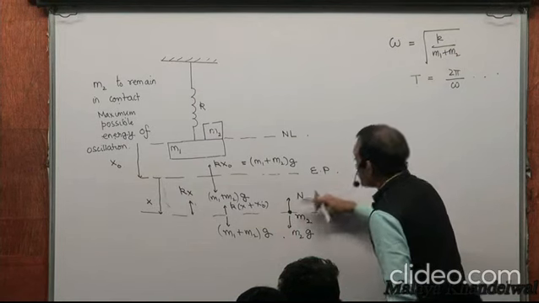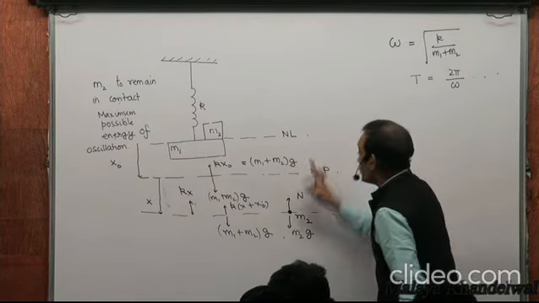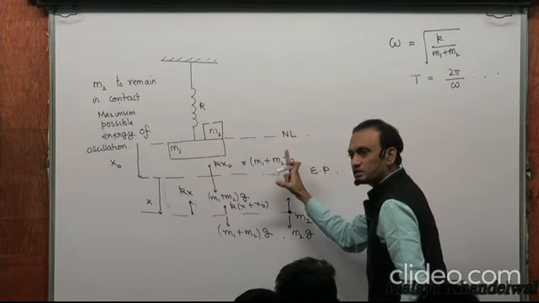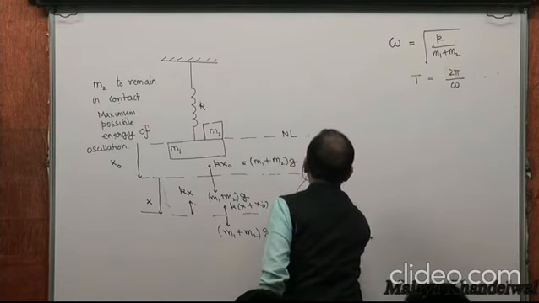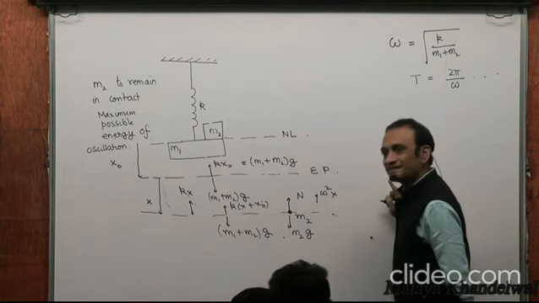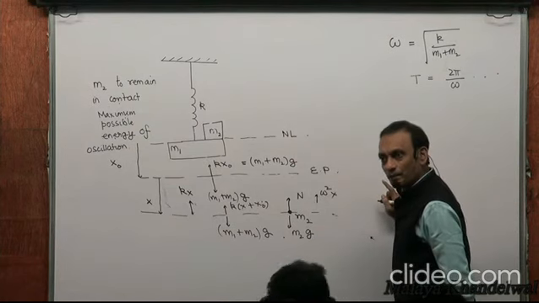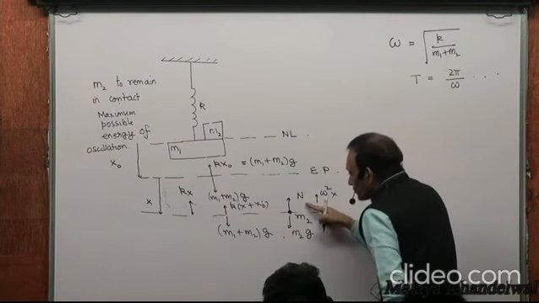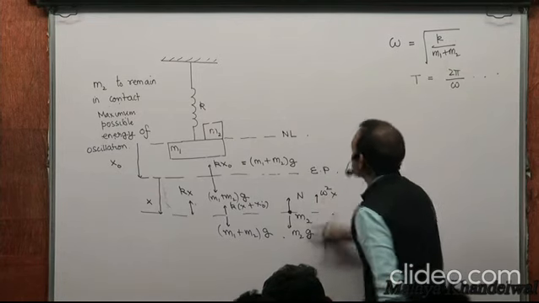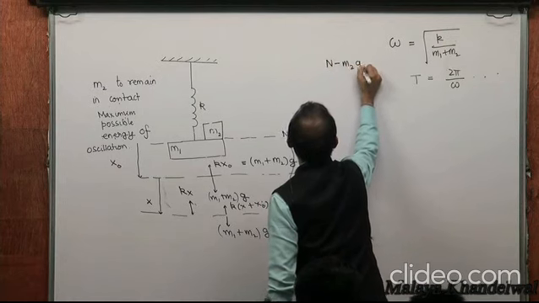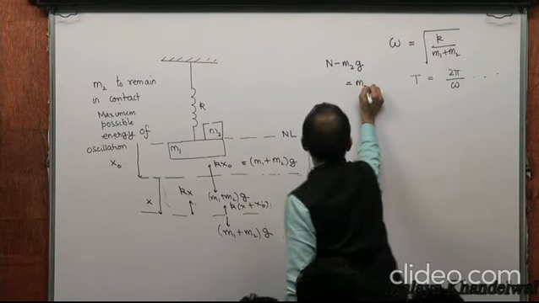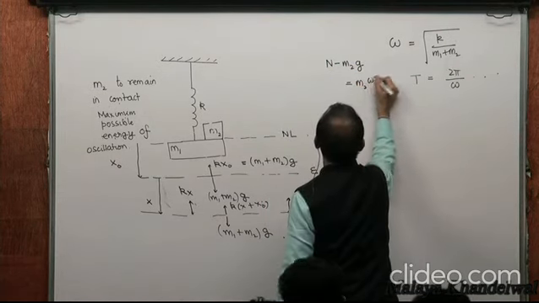Now, the net force on M2 must be directed towards the equilibrium position. The acceleration of M2 is going to be omega squared into x upwards. Omega squared into x upwards, yes or no? So, writing the force equation for M2, it is N minus M2 g equals M2 into acceleration, which is omega squared x.